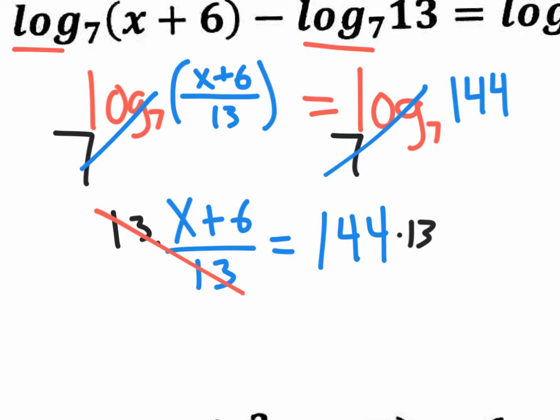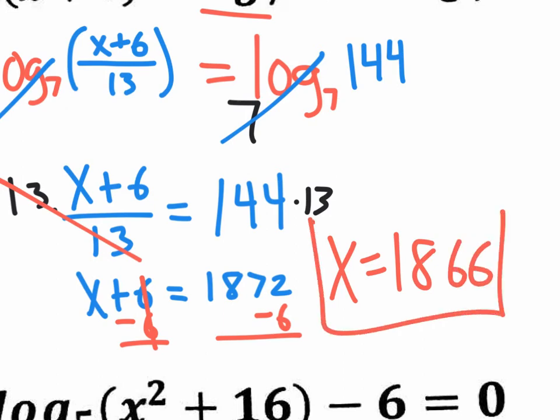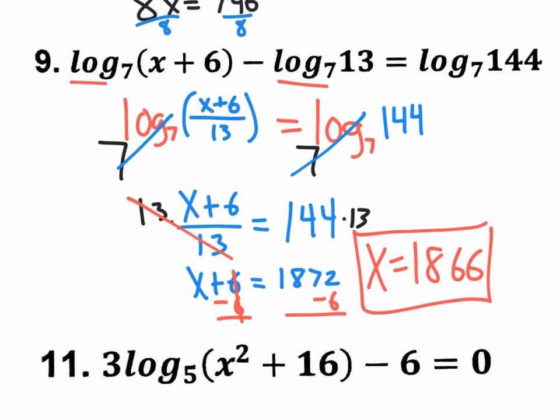13 cancels. We have x plus 6 equals a giant number. So you have x plus 6 equals 1,872. Let's subtract 6 on both sides, giving us a final answer of x equals 1,866. All right, let's jump to number 10.